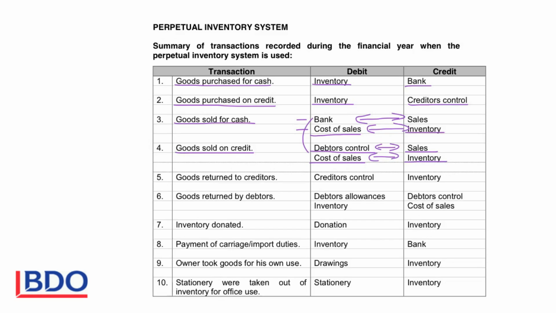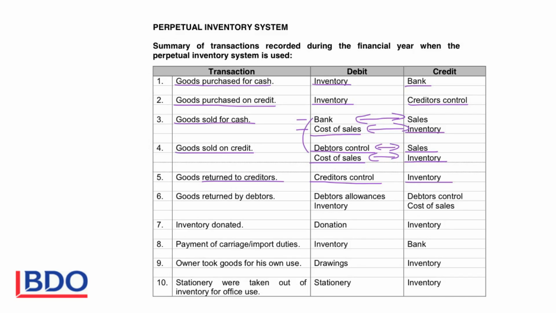If goods are returned to creditors, it means that the creditors' control will be debited because we owe less money to the creditor and liabilities decrease on the debit side. Inventory will be credited because the asset decreases on the credit side.